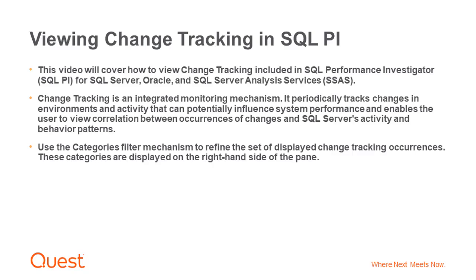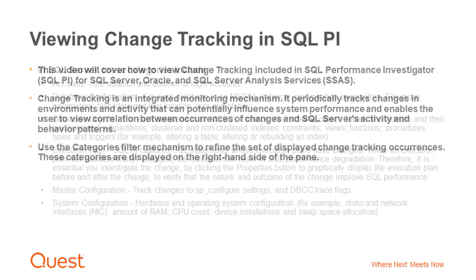Change tracking is an integrated monitoring mechanism. It periodically tracks changes in environments and activity that can potentially influence system performance and enables the user to view correlation between occurrences of changes and SQL Server's activities and behavior patterns. Use the categories filter mechanism to refine the set of displayed change tracking occurrences. These categories are displayed on the right-hand side of the pane.